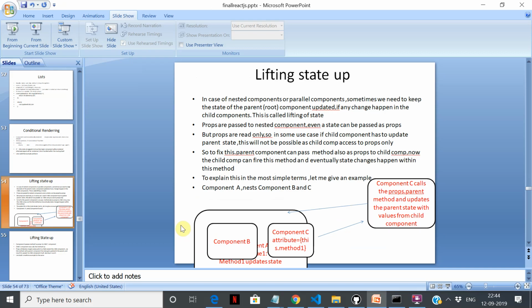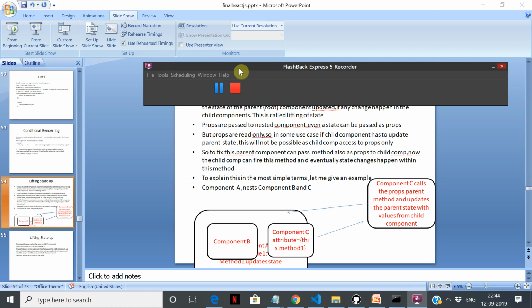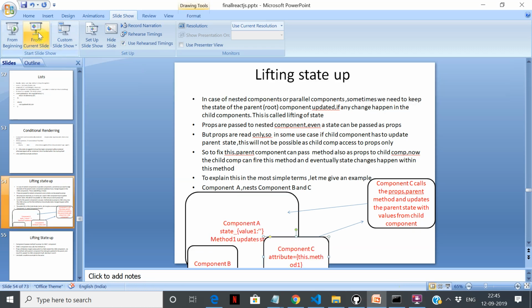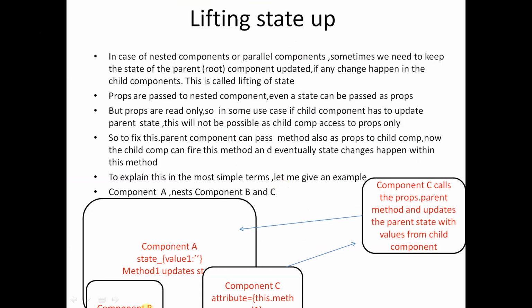Basically, if you look here, this is a component A which has got two nested components. In this, the state will be like, you create a value, and there is a method which updates the state. In component C, you pass this method itself. Now this component C is going to call the parent's prop method and update the parent state with values from the child component. So let us see how this works.